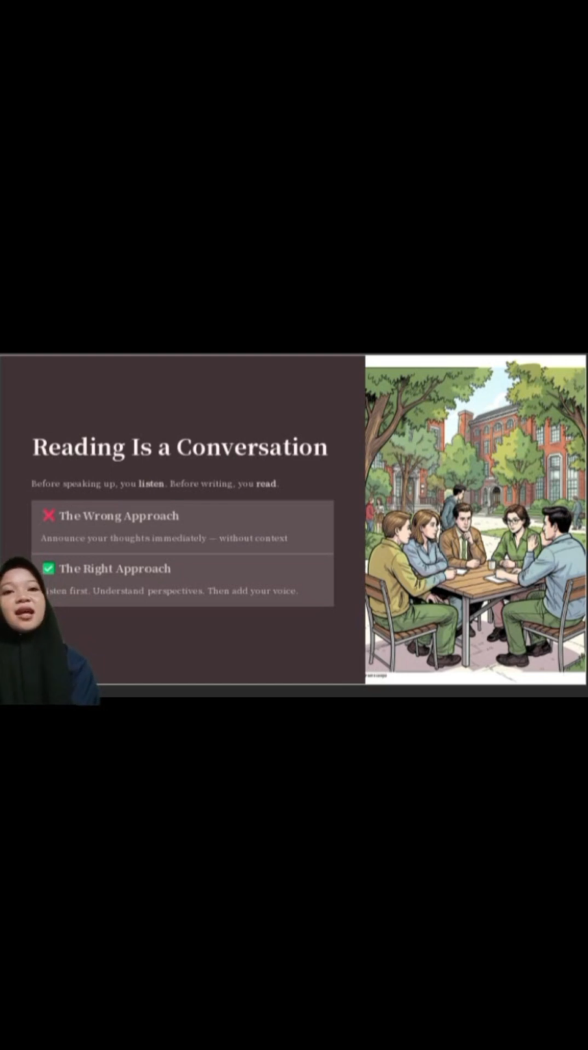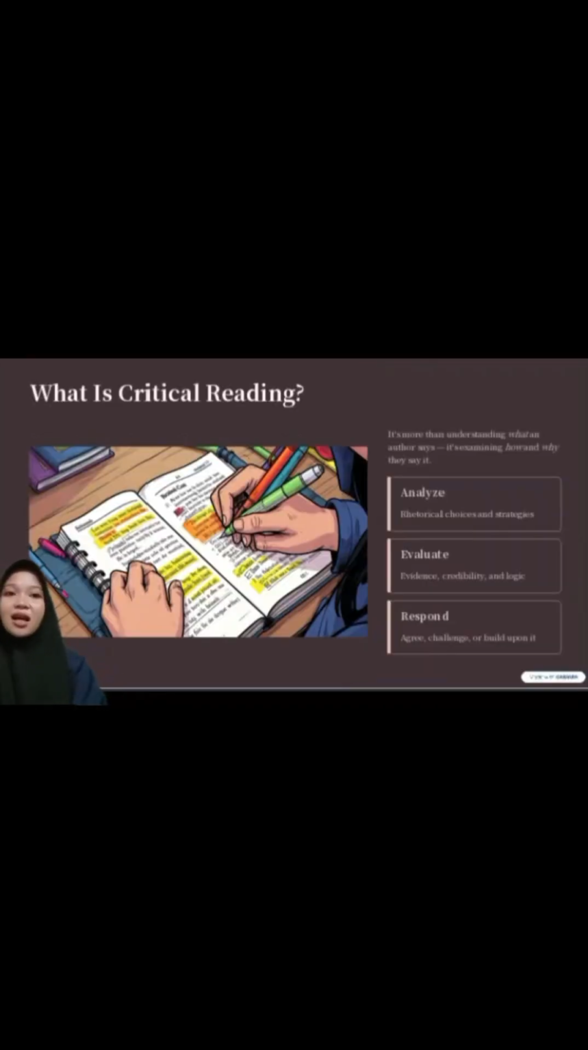And the next, what is critical reading? Now, let's discuss the meaning of critical reading. Critical reading is more than simply understanding what an author says. It also involves examining how and why the author presents their ideas. There are three important parts of critical reading.